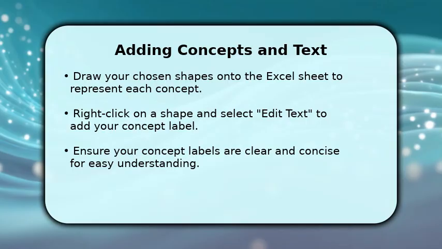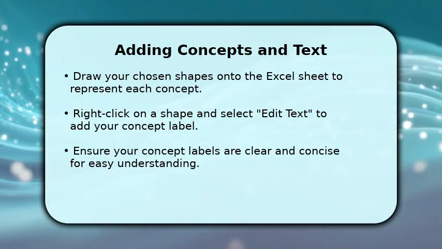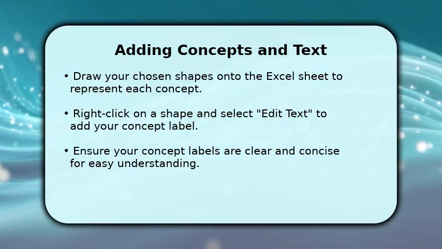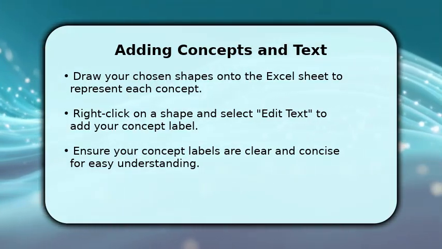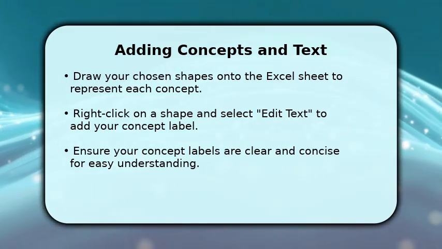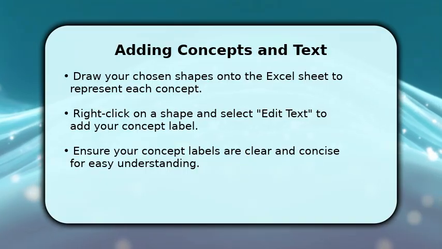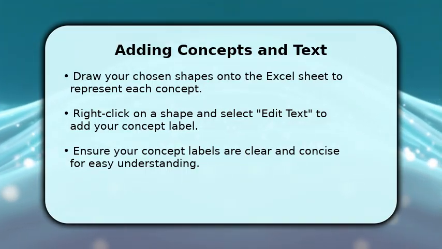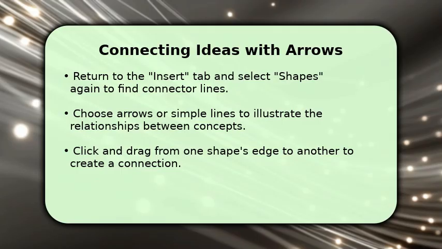To add text, right-click on any shape and choose Edit Text. Type your concept directly into the shape. Keep your concept labels brief and to the point, using perhaps 1 to 3 words to maintain clarity and readability across your map. Now let's connect your concepts.